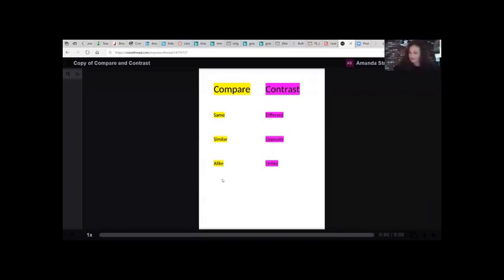I'm making my Venn diagram easy peasy. I'm just drawing my circles. I'm making my titles. So far, this is what our Venn diagram looks like. And we just need to fill in this middle part where it overlaps and they have something in common. Same, similar, or alike.